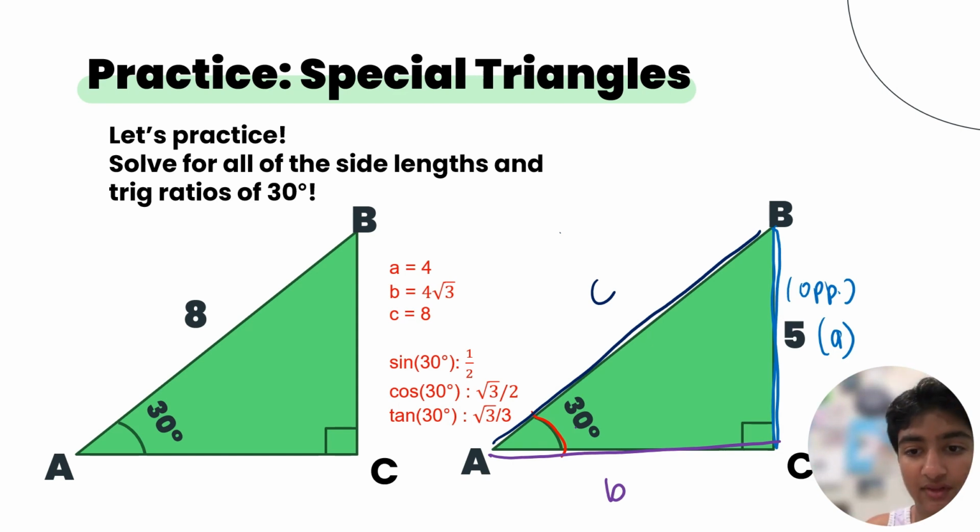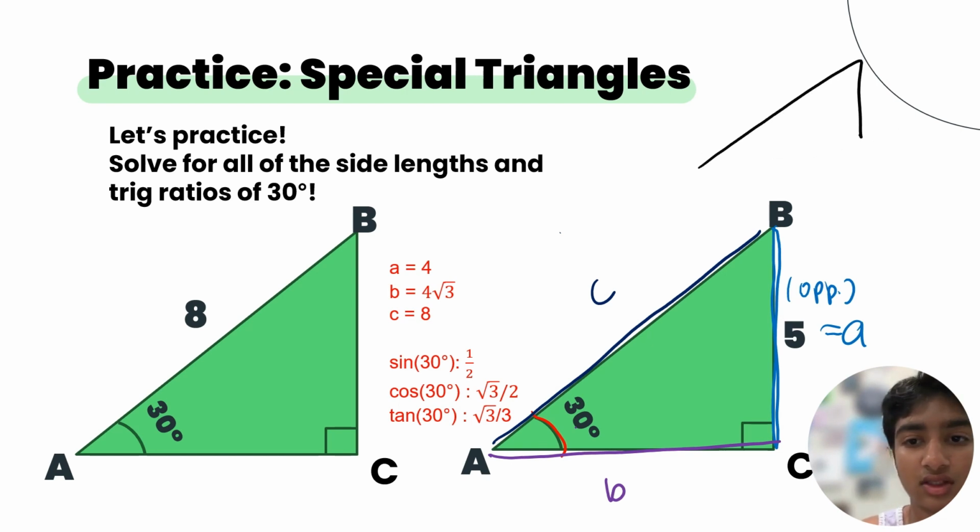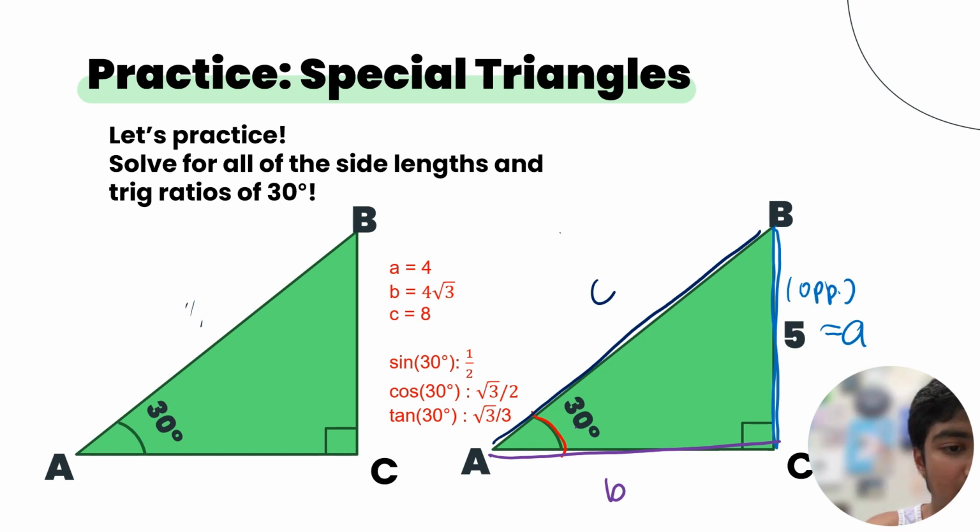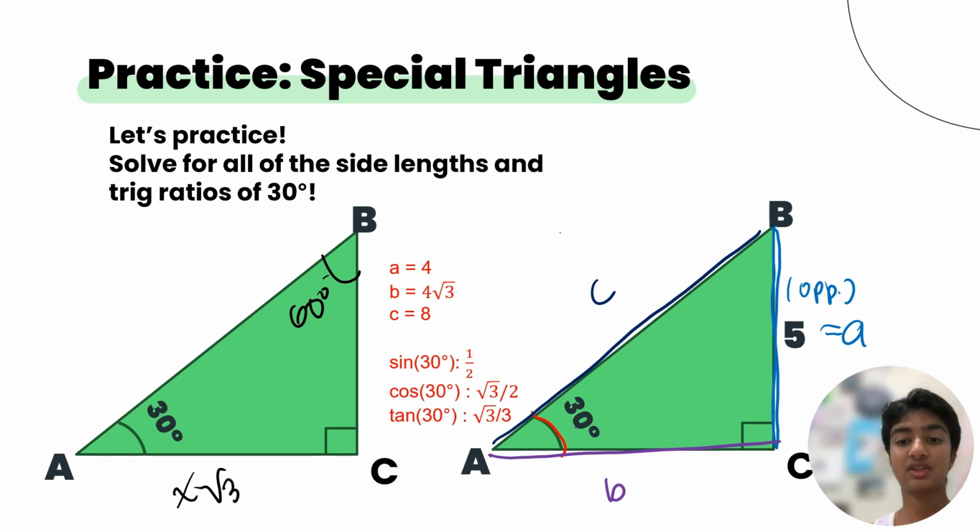So we know that A equals 5, right? A equals 5. And then, remember from the 30, 60, 90 triangle, I'll just label it here. Let me just erase this 8 over here. Okay. So if you remember from the 30, 60, 90 triangle, this is also 60 degrees. The side adjacent to 30 degrees is x√3. The side adjacent to 60 degrees, or as you can say opposite to 30 degrees, is x.